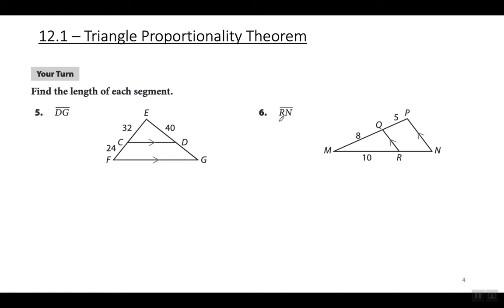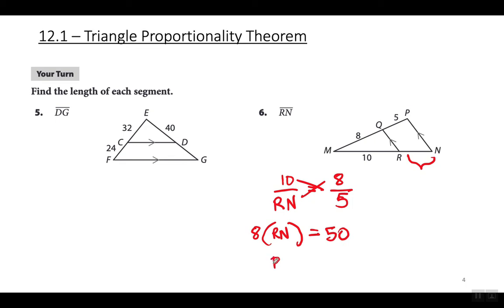Alright, so number 6, you've got to find Rn. That's this part right here that's missing. So I'm going to set up a proportion: 10 over Rn equals 8 over 5. I multiply diagonally again, and I'm going to get 8 times Rn equals 10 times 5, which is 50. So Rn equals 50 divided by 8. If I simplify that fraction by dividing by 2, I get 25 over 4. So that's my answer, 25 over 4.